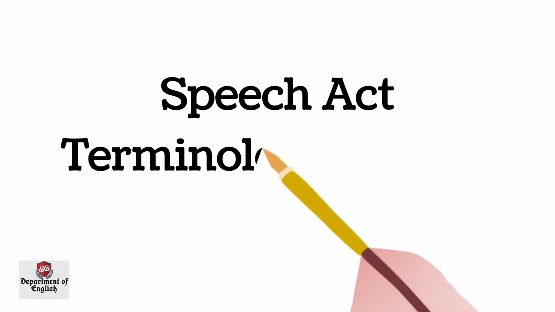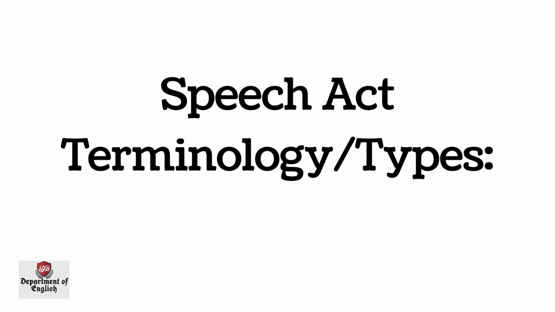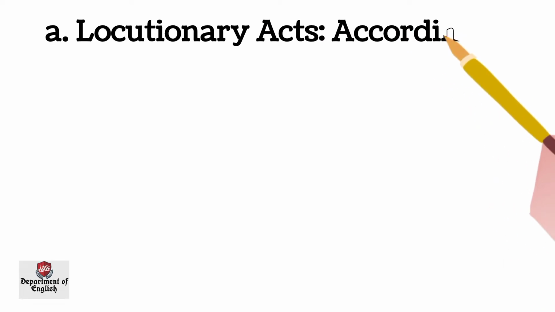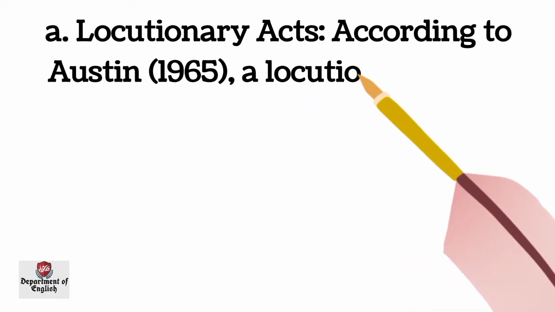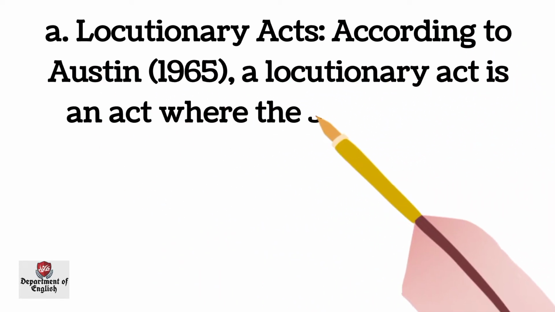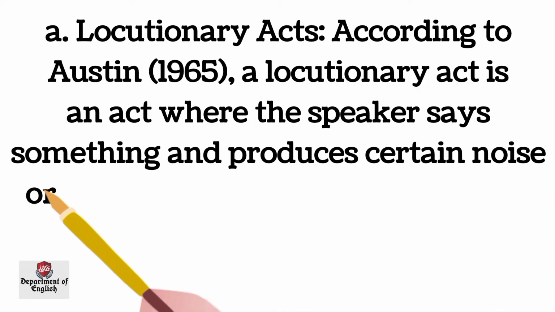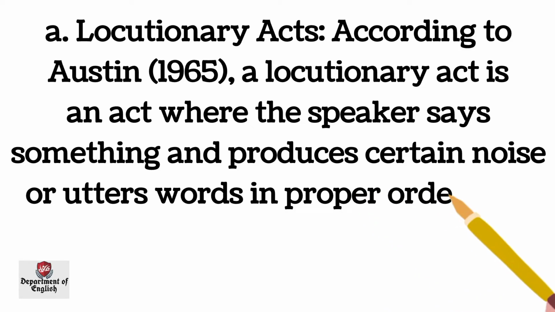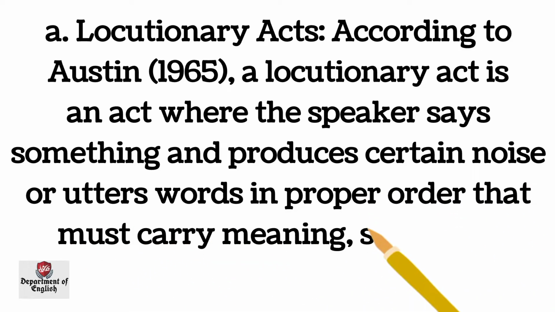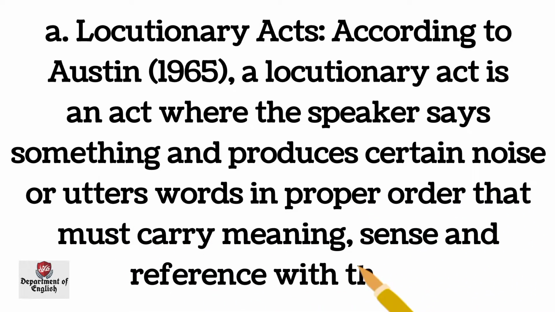Speech Act terminology types. A. Locutionary acts. According to Austin 1965, a locutionary act is an act where the speaker says something and produces certain noise or utters words in proper order that must carry meaning, sense and reference with them.